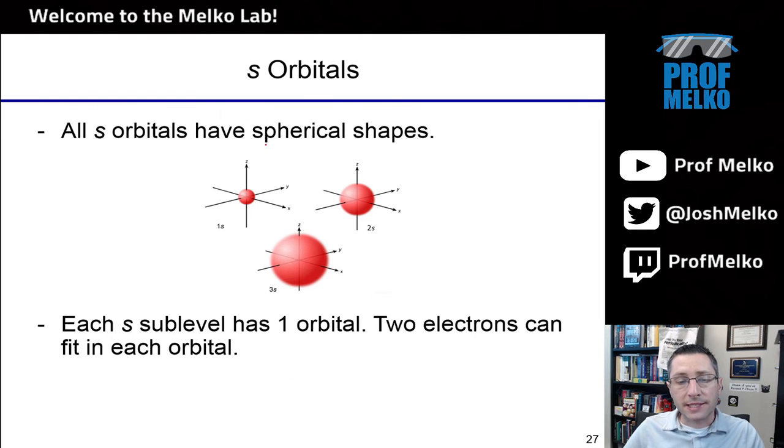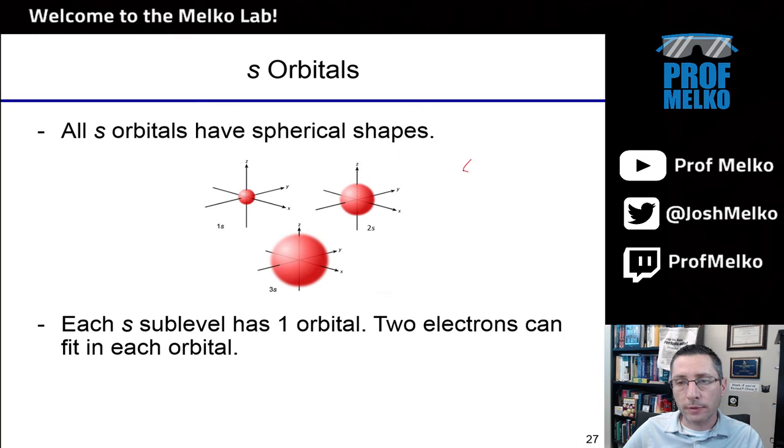All s orbitals have these spherical shapes, and each sublevel has one orbital. Right, so that is to say that for 1s, there's an orbital. For a 2s sublevel, there's an orbital for that. So the sublevel is sort of the same as an orbital. And we said 2 electrons occupy every s sublevel. Really, they're occupying the orbital.